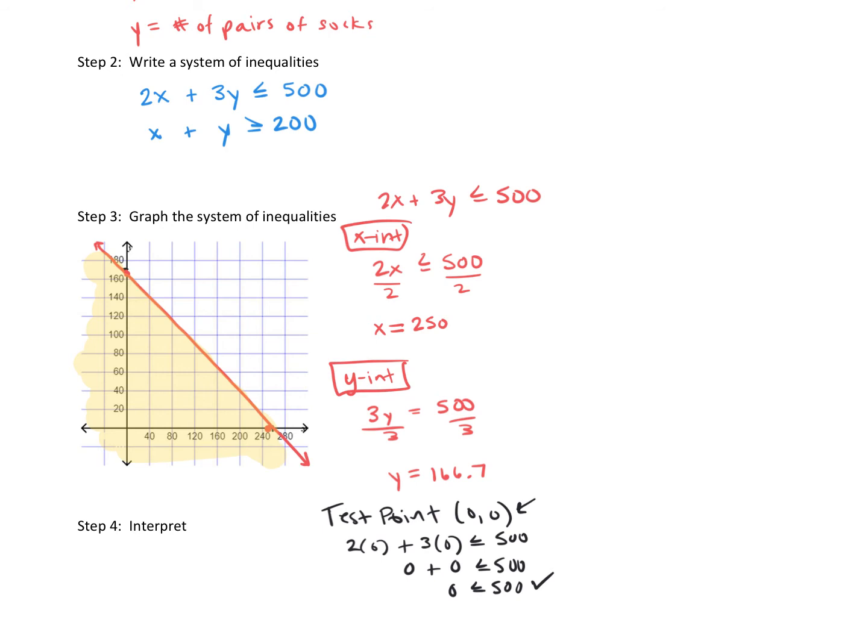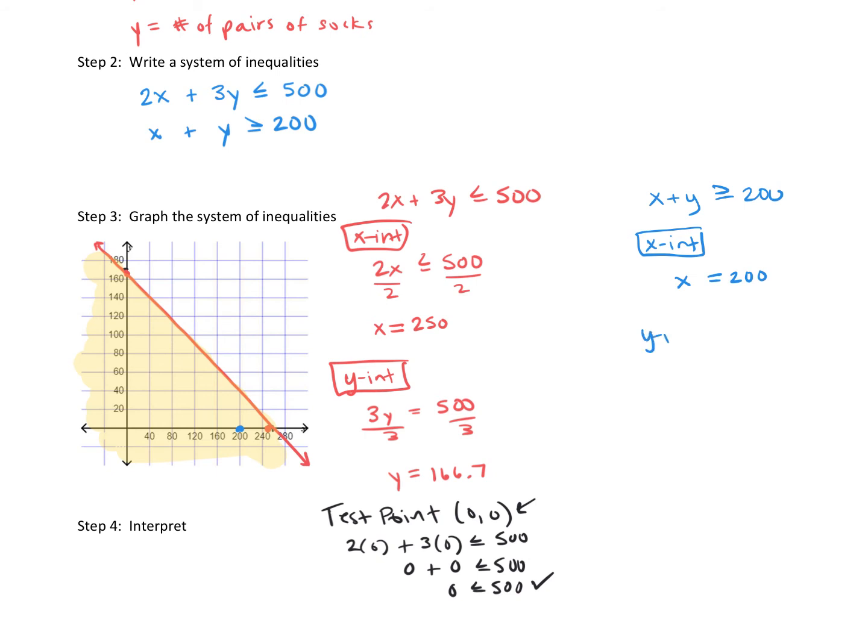Okay, now let's get our other equation going. We have x plus y is greater than or equal to 200. Let's find our intercepts. So the x-intercept, keep your x, plug in a 0 for y, so we get x equals 200. We go to our graph on the x-axis, here's 200 right there.